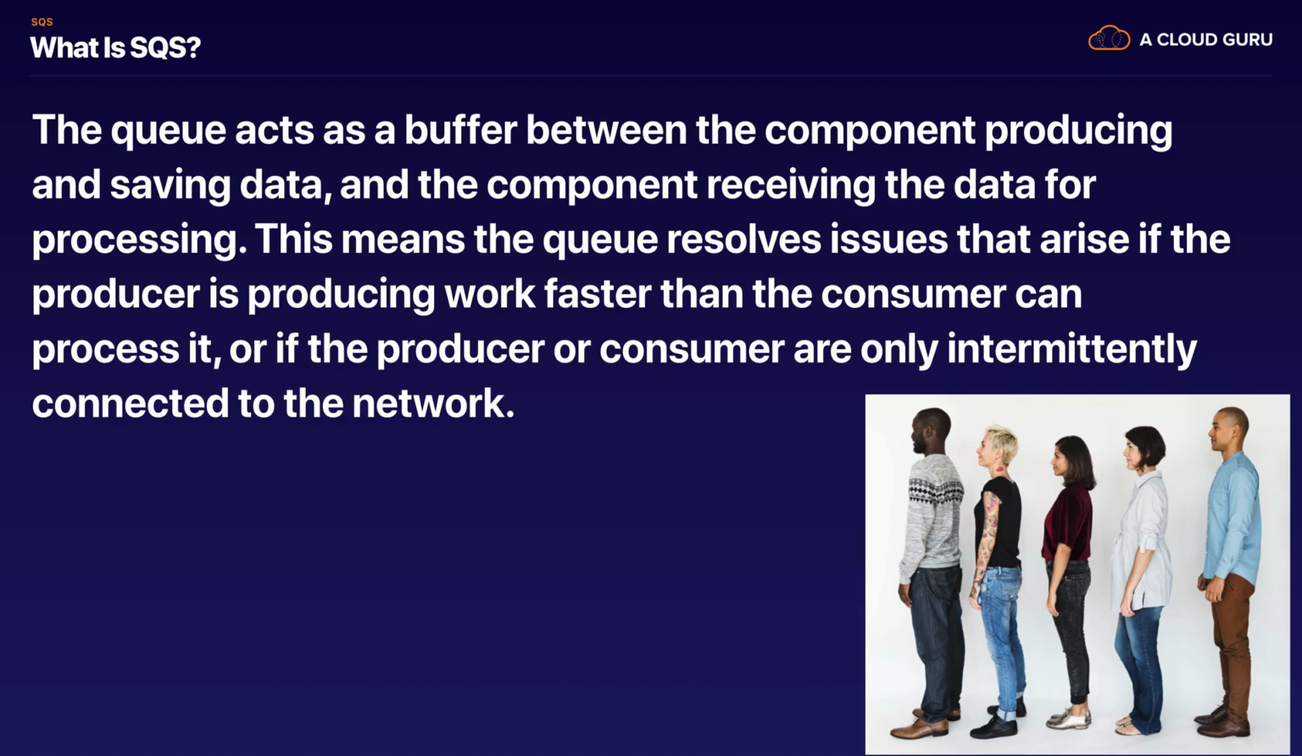The queue acts as a buffer between the components producing and saving data and the components receiving the data for processing. This means that the queue resolves issues that arise if the producer is producing work faster than the consumer can process it, or if the producer or consumer are only intermittently connected to the network. You can actually go in and set up auto-scaling groups, and you can have a trigger based on how many messages are in the queue.